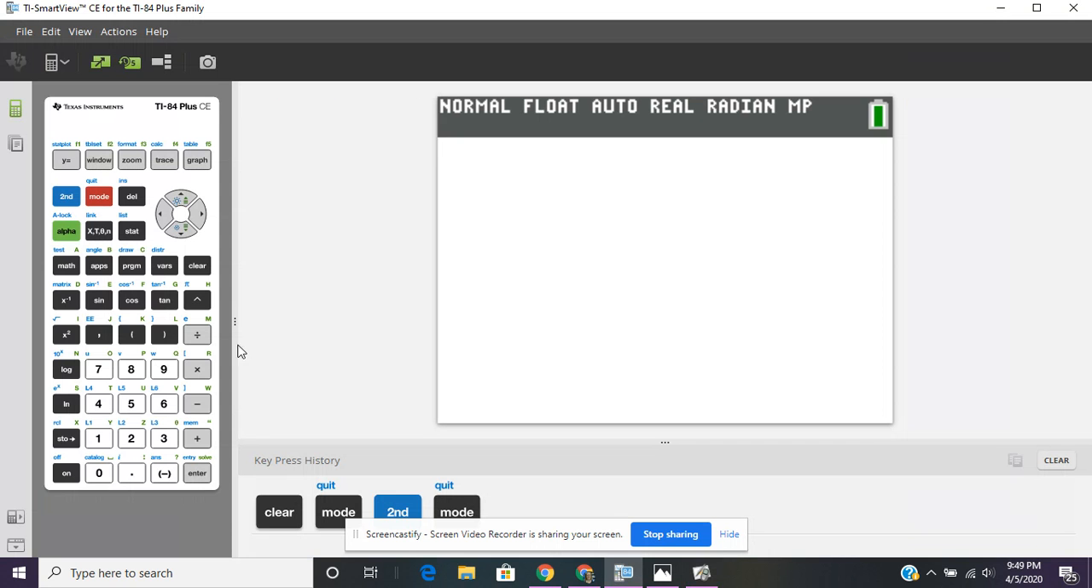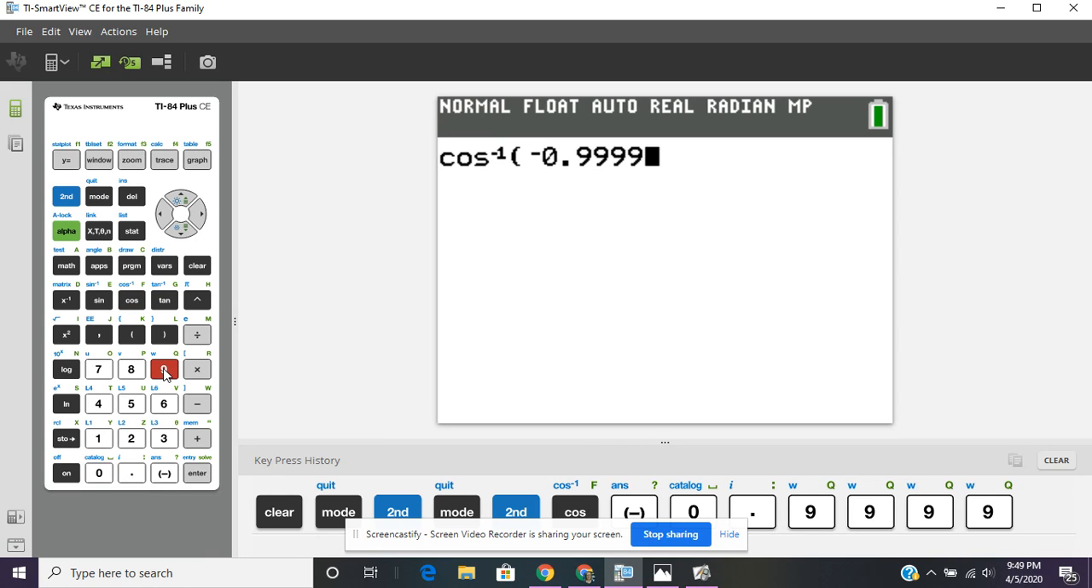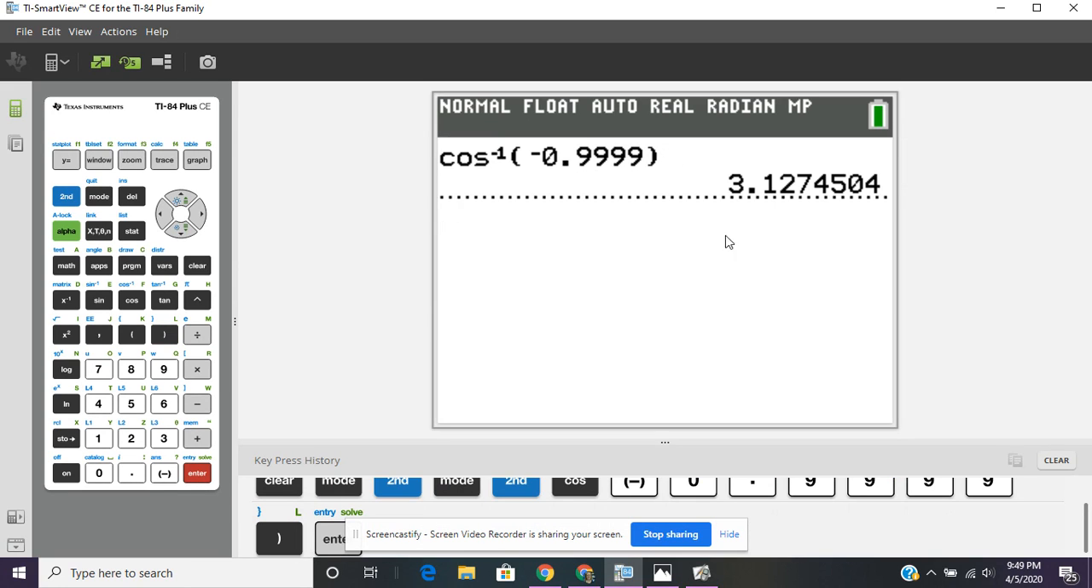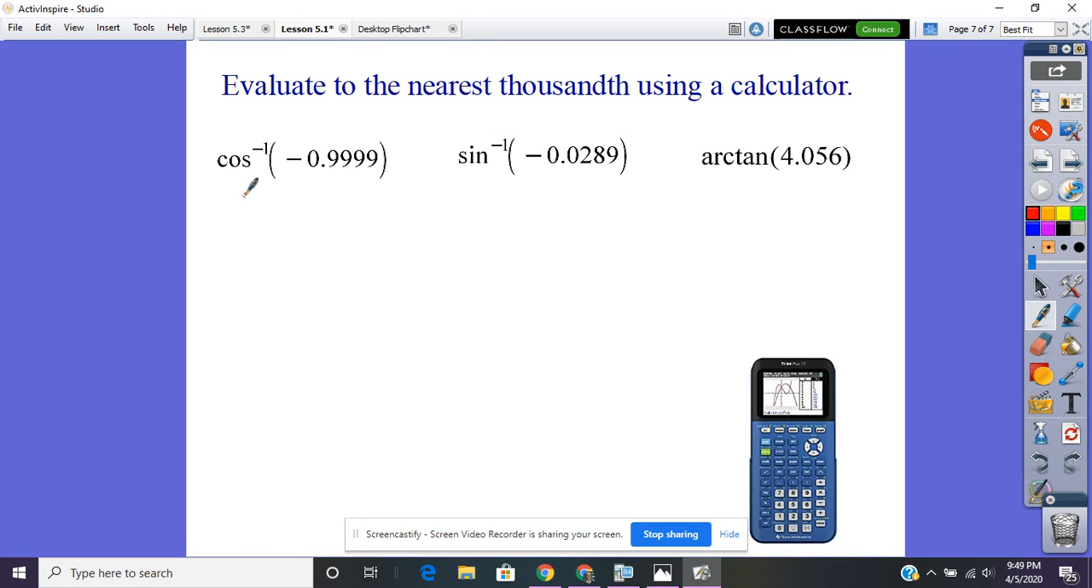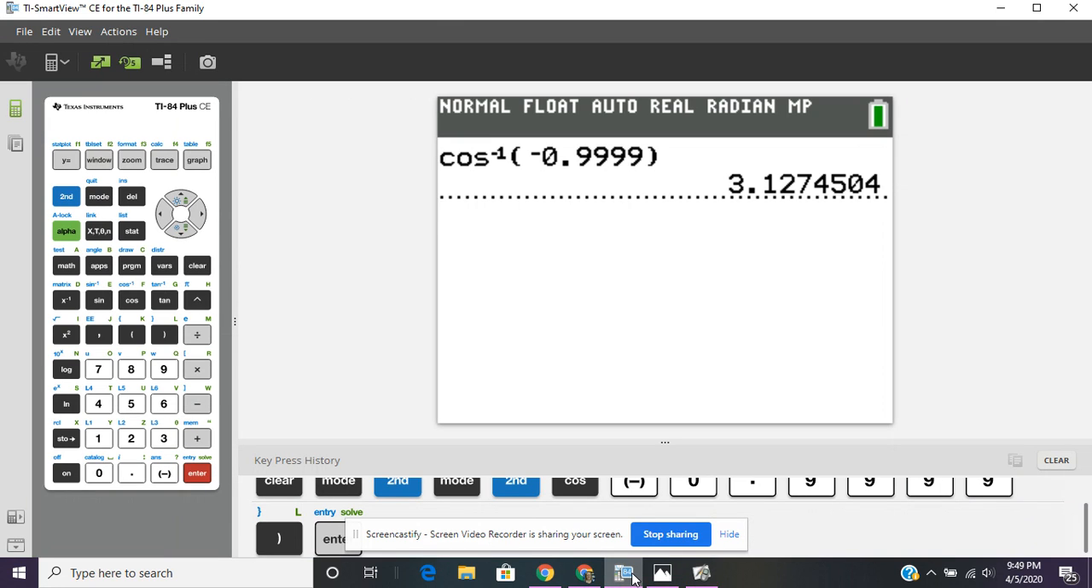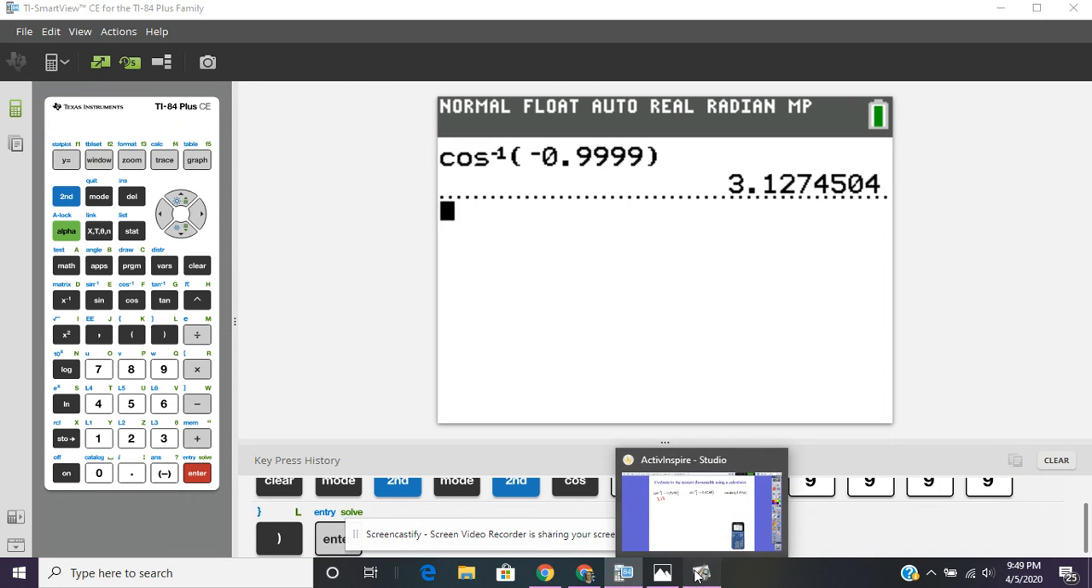Cosine. Okay. So I'm going to do second cosine. That gives me that inverse. You do not want to do a 2 then -1. That will not give you the same thing. And then -0.9999. This is going to give my answer in radians. So 3.13 is kind of our approximation. It actually wants 3 decimals, so 3.127 is what that actually is.